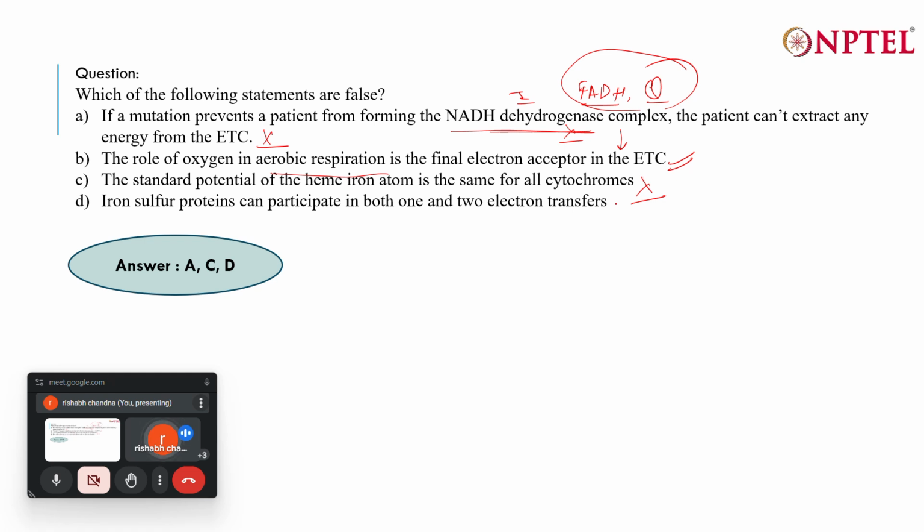Then iron sulfur proteins can participate in one and two electron transfers. No, they help in one electron transport, not two. Okay, so options A, C, and D are the false statements. Okay, so any doubts in this question?